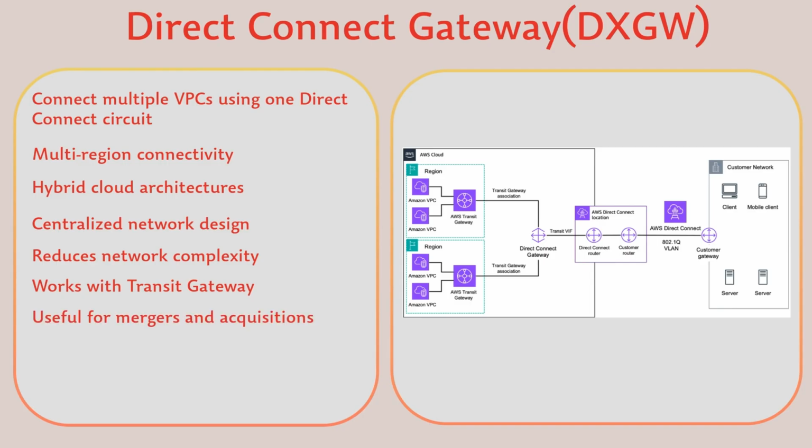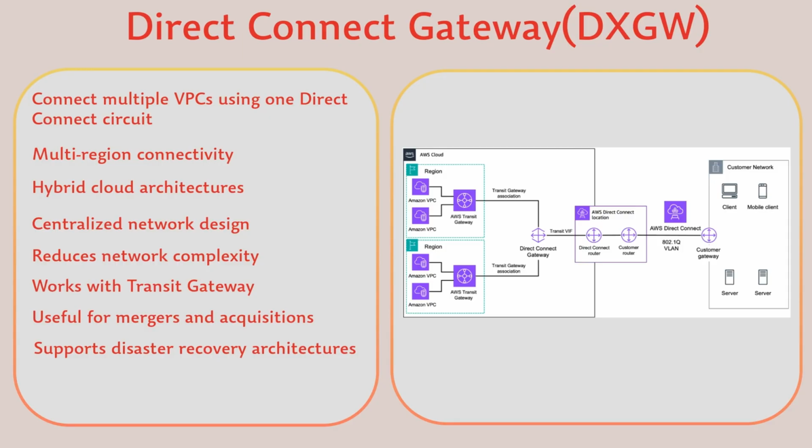For example, different business units maintain separate AWS accounts and VPCs. Direct Connect Gateway provides centralized connectivity without redesigning each network. It supports disaster recovery architectures. Example, primary workloads run in Mumbai while disaster recovery workloads run in Singapore. Both regions remain reachable through one Direct Connect infrastructure.